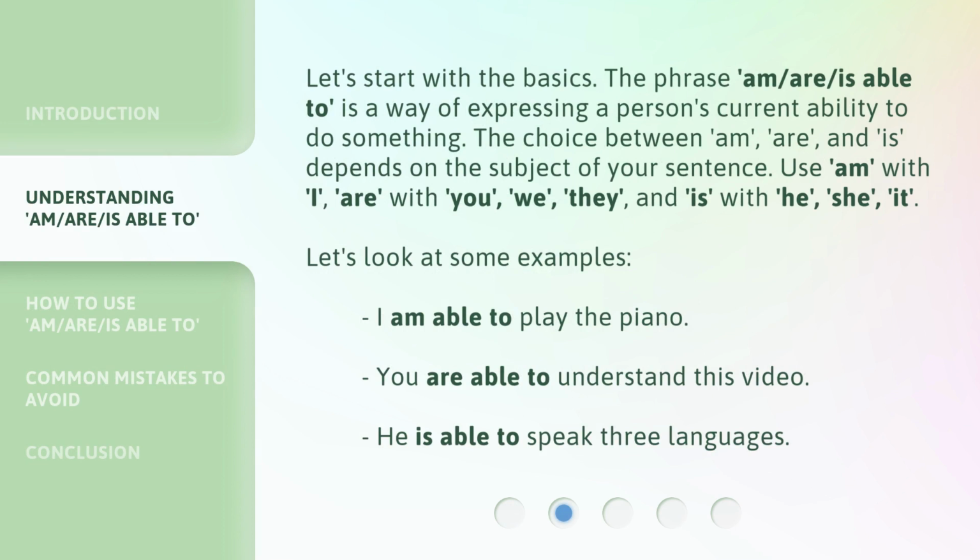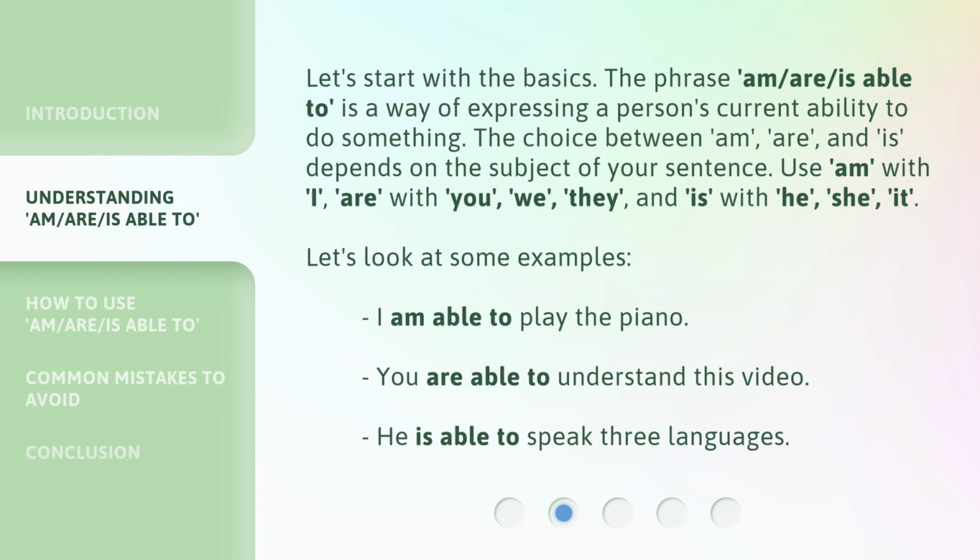Let's start with the basics. The phrase am, are, is able to is a way of expressing a person's current ability to do something. The choice between am, are, and is depends on the subject of your sentence. Use am with I, are with you, we, they, and is with he, she, it.